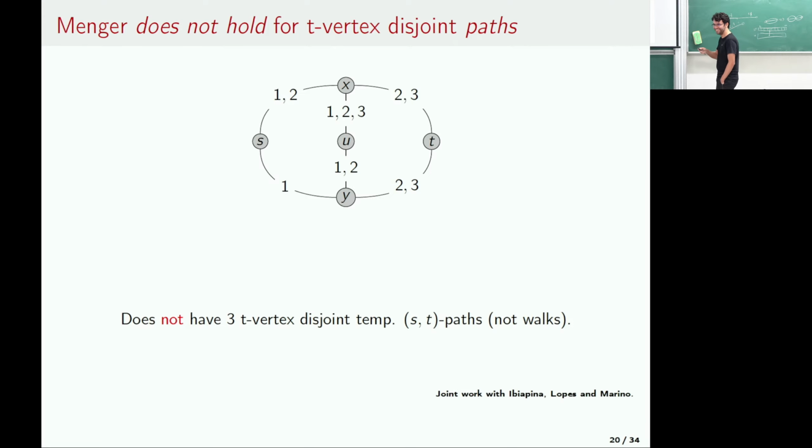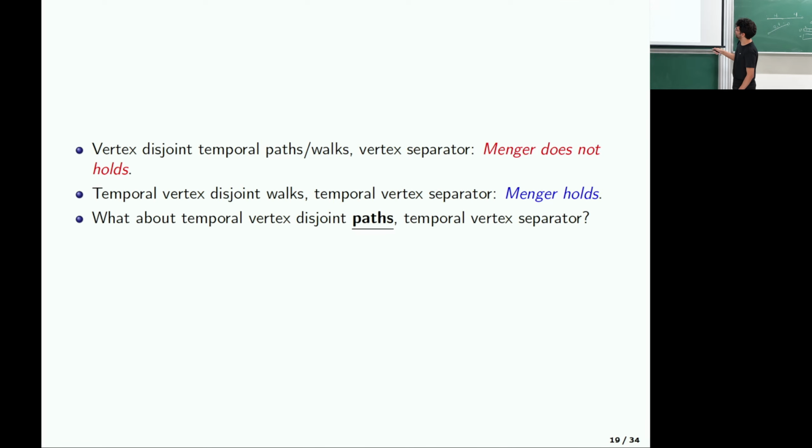Can you reiterate what was the difference between temporal vertex disjoint walk and temporal vertex disjoint path? If I have temporal vertex disjoint walks, we can share vertices but not at the same time. And temporal vertex separator, in which I want to break the paths, choosing vertices at some times.